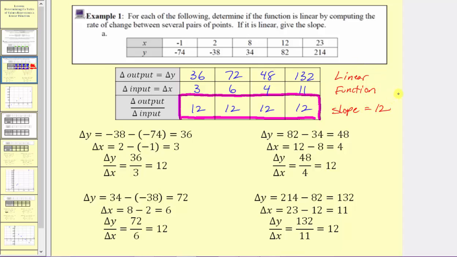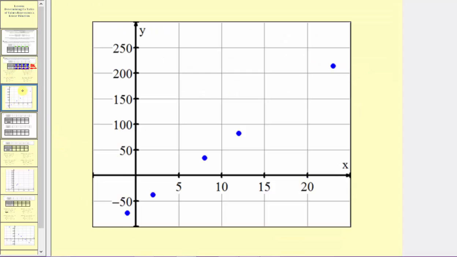equals 12. To check to see if we do have a linear function graphically, we could plot these points in the Cartesian plane, which I've already done to save time. So here are the 5 points on the Cartesian plane, and notice how we could graph a line that would pass through all 5 points, which is the graphical verification, we do have a linear function.